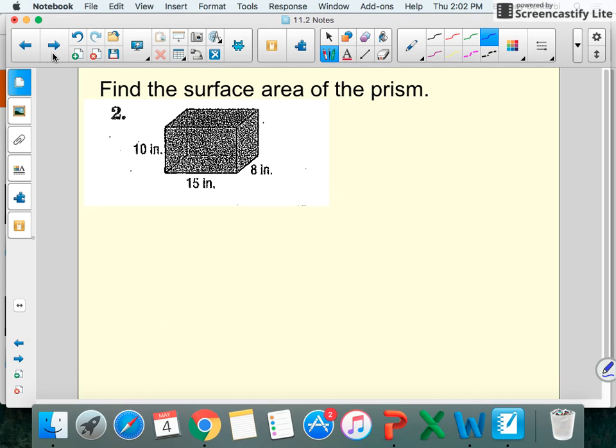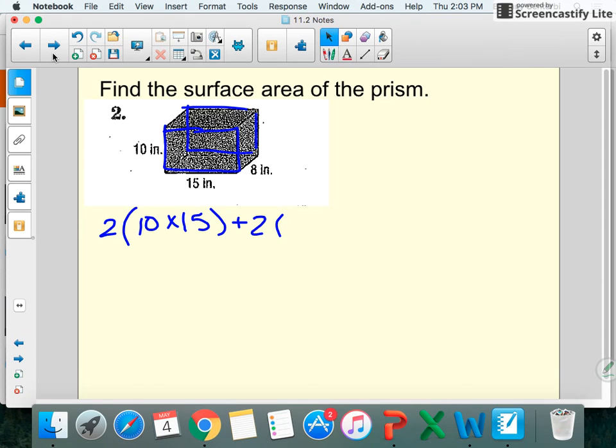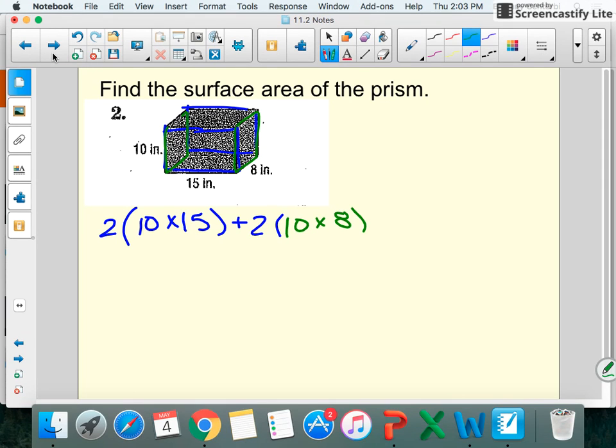For the surface area of a prism, you're going to take your sides and then times them by 2. So your area of your sides times 2. I'm going to take 2 times 10 times 15 for this side. I do times 2 because there's another one back here. Plus, I'm going to do 2 times the ones on the side. That's going to be 10 times 8. And again, there's 2 of them. That's why we're multiplying by 2.